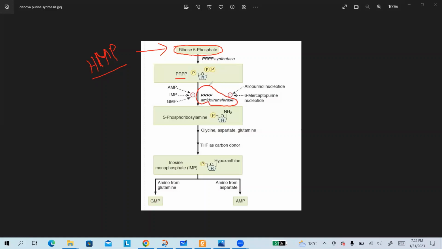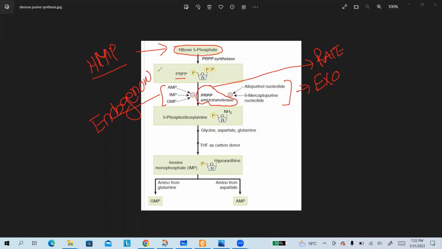PRPP amidotransferase is the rate limiting enzyme. The substances which inhibit this enzyme include exogenous substances, which are some drugs, and endogenous substances which inhibit this rate limiting enzyme. These drugs are allopurinol and mercaptopurine. The drug allopurinol is used in gout.